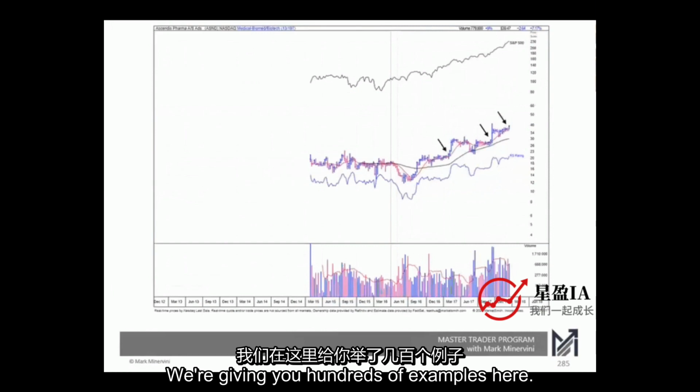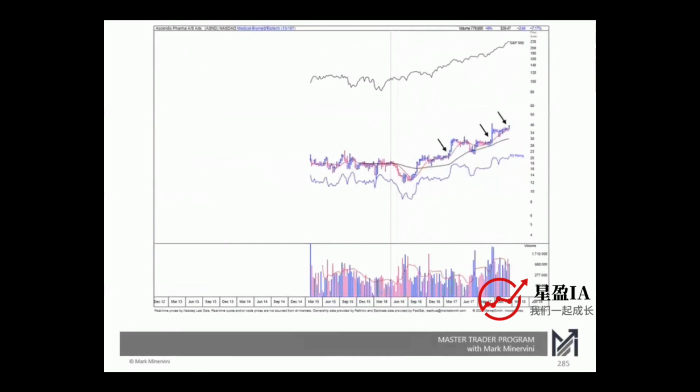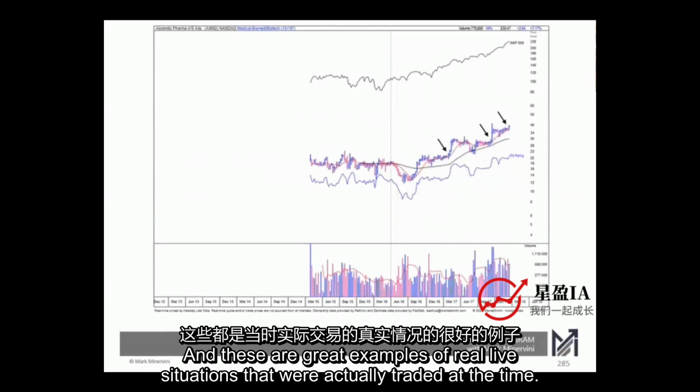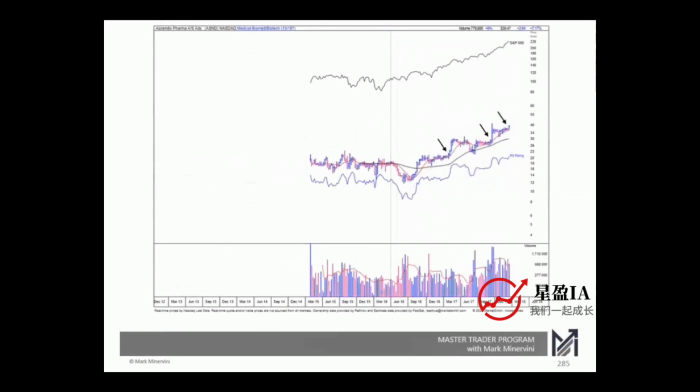So we're giving you hundreds of examples here. And these are great examples of real life situations that were actually traded at the time. So yeah, absolutely.